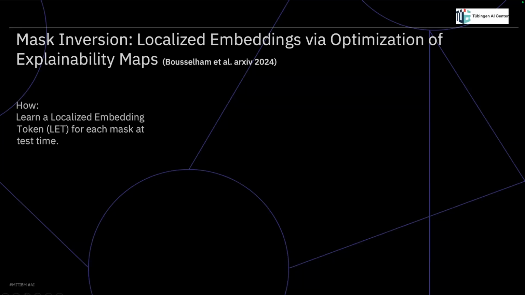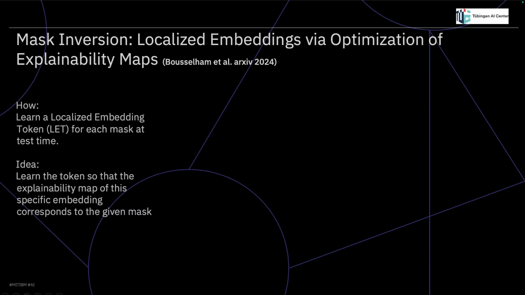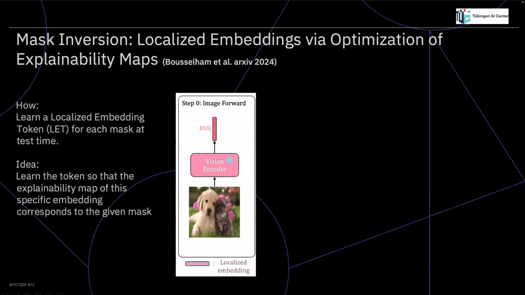So the idea is we want to have a token that represents a region that we want to specify by a mask, for example, by drawing a mask around our dog. And obviously we want to do that at test time. Now, the idea is that we want to learn this token in a way so that the explainability map of this token actually covers exactly the region that we have given. Sounds a bit complicated, but it's actually a very straightforward idea.